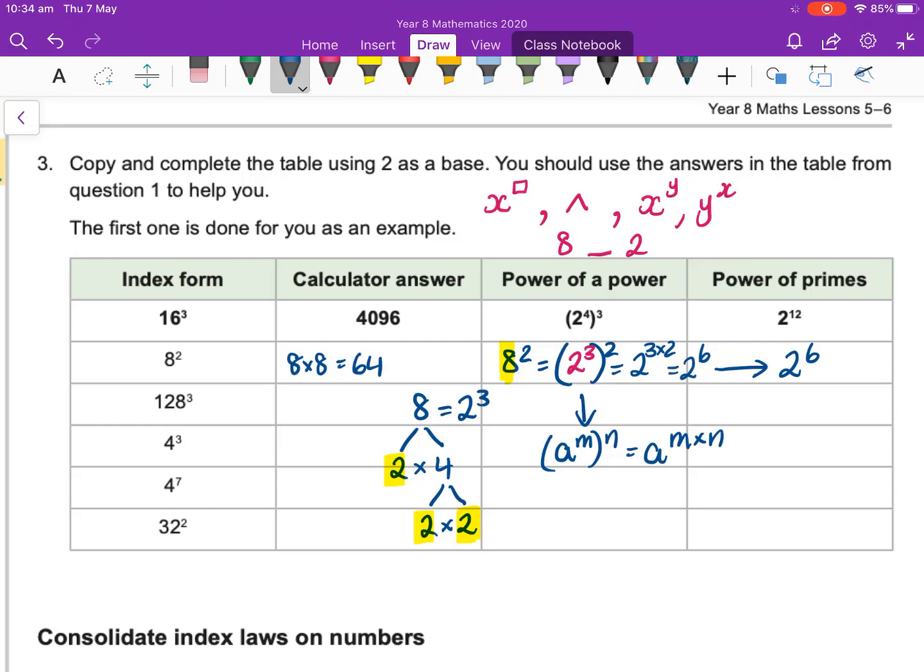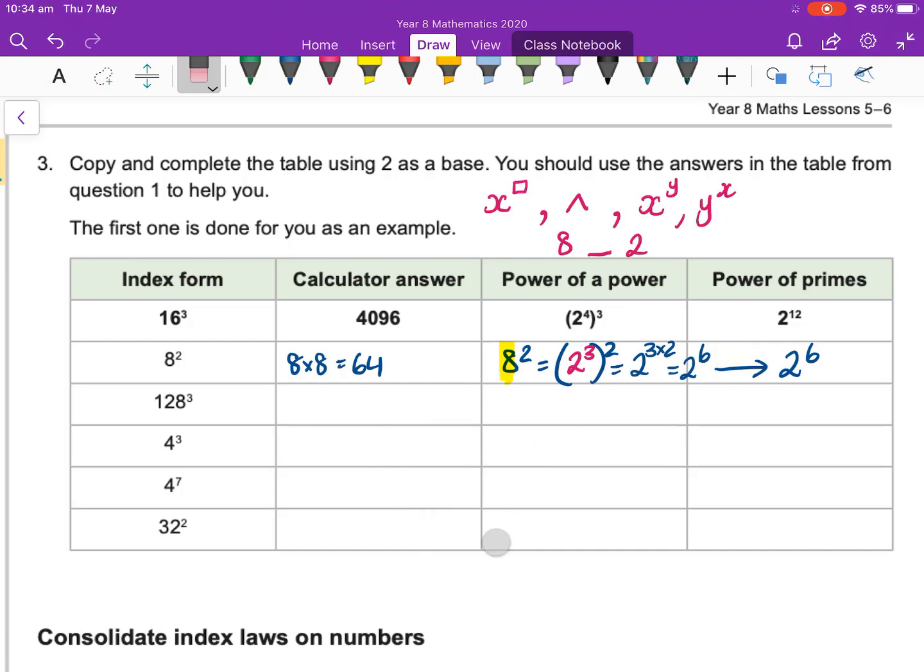So I'll do one more for you. If we look at 128, so 128 to the power of 3, go 128, whatever your power button is, 3 on your calculator, and you get a huge number, 2097152. For power of a power, we have to get 128 and break it up.